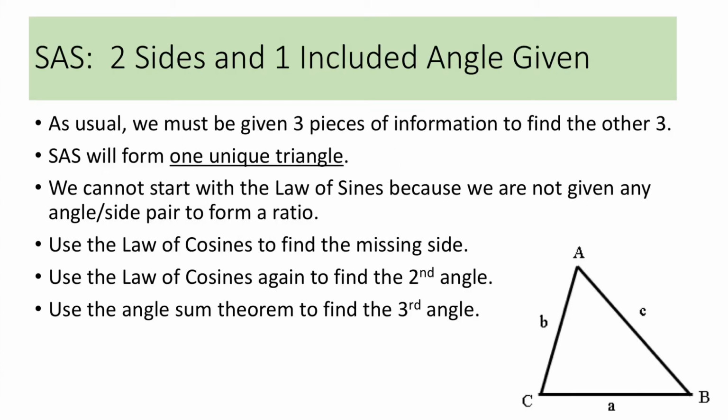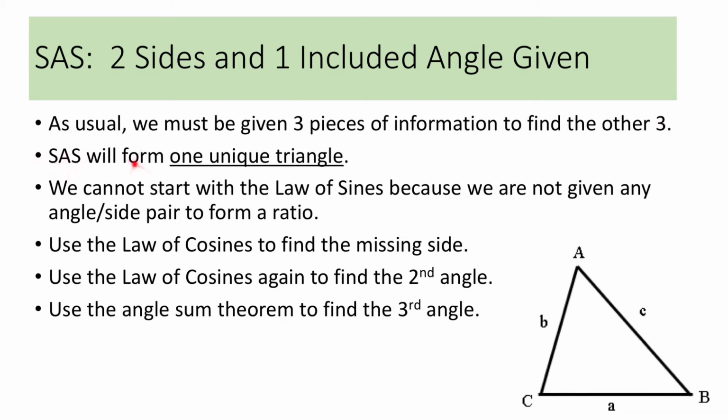So we use the law of cosines to solve an oblique triangle that has SAS. That means you have 2 sides given to you and the angle in between. So you could have C and B given to you, for example, and you would be given angle A. Looking at these bullet points here, as usual, we must be given 3 pieces of information for an oblique triangle in order to find the other 3.